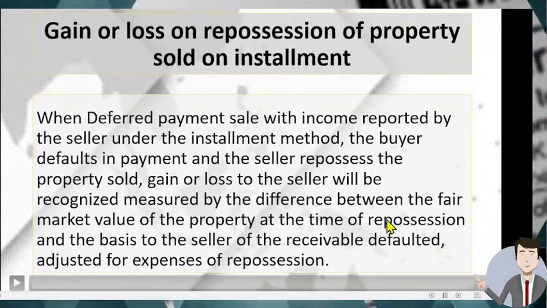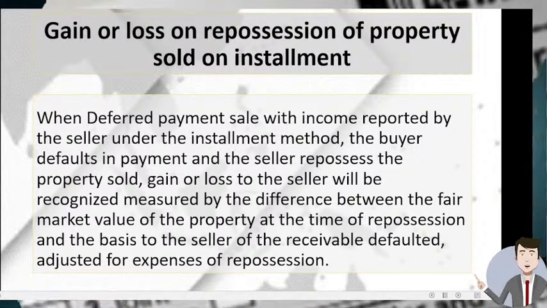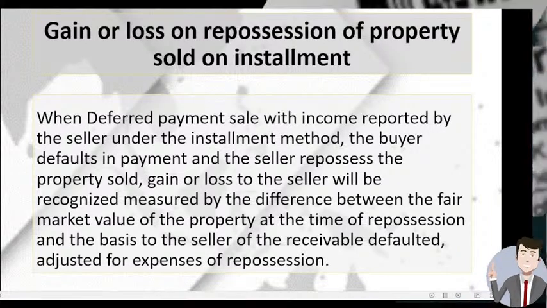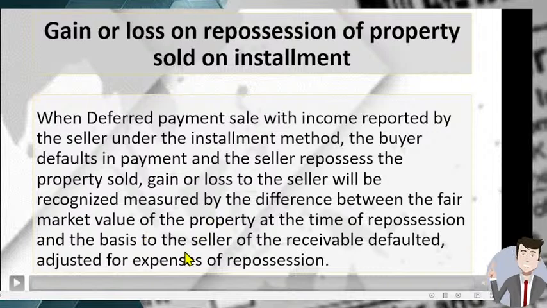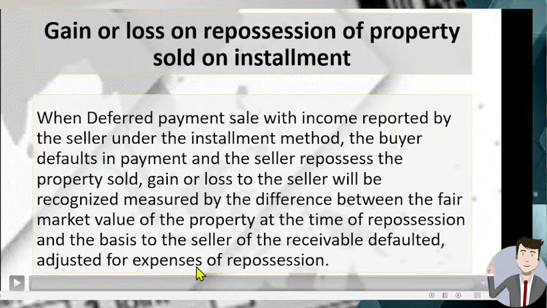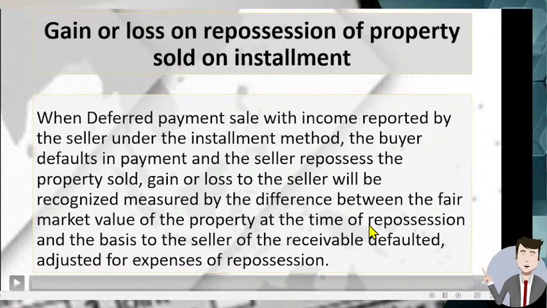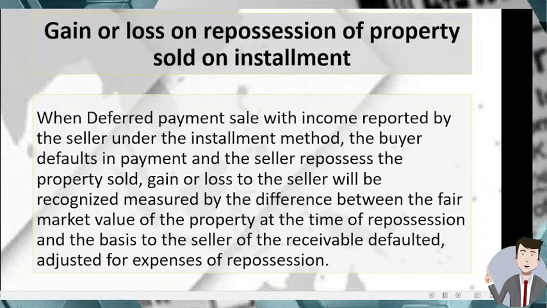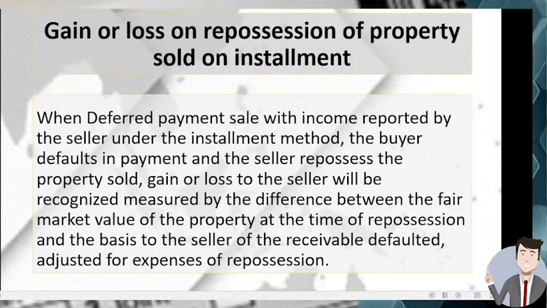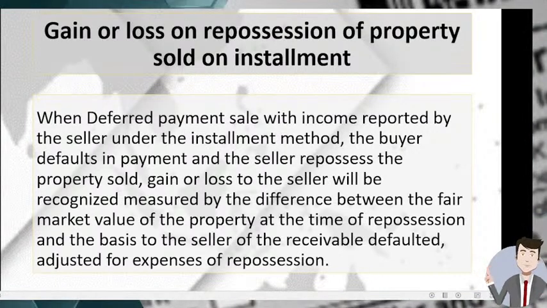So when we say fair market value, that is the price at which the repossessed property can be sold in the market. So that is the second-hand value, the market value of second-hand repossessed motorcycles or motor vehicles as the case may be. Okay? And the basis to the seller is the receivable defaulted, adjusted for expenses of repossession. So you have to compare the fair market value of the repossessed property versus the amount receivable, or the amount that the seller was supposed to be collecting from the buyer if the buyer were not in default. So any difference would result in a gain or a loss.